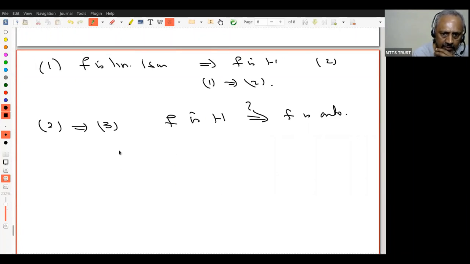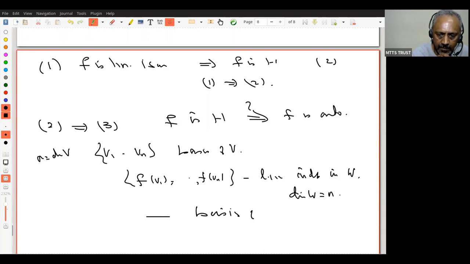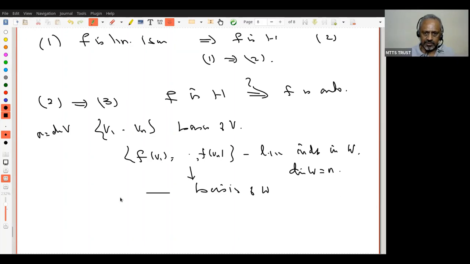Okay. How do I prove that? Notice that since f is 1-1, let n be the dimension of V, and let v1, v2, ..., vn be a basis of V. Then what do I know about f of v1, ..., f of vn? Because f is 1-1, and I just now proved that if f is 1-1, it takes linearly independent sets to linearly independent sets. Therefore, this is linearly independent, in W. Now, what is the dimension of W? That is also n. Therefore, I have n linearly independent vectors. You follow that? Therefore, this is a basis. Dimension of W is n, but I already have n linearly independent vectors. Therefore, it's a basis.